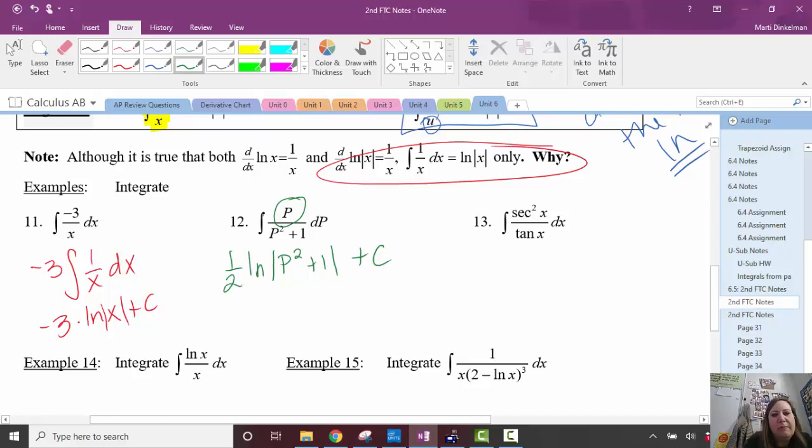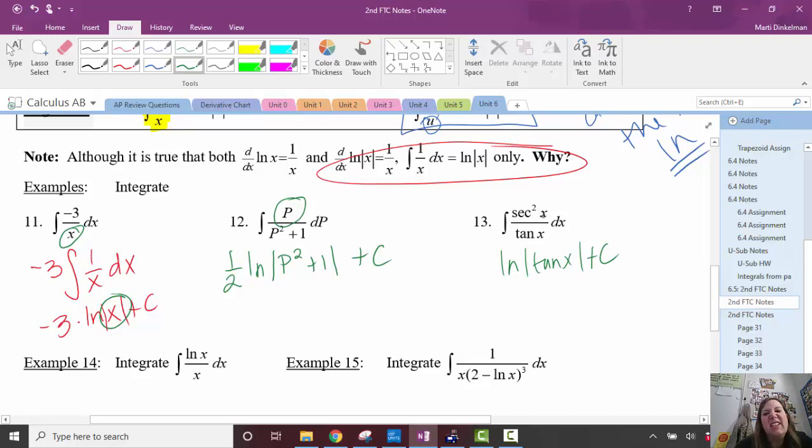Derivative of tangent is secant squared. So this is just natural log. It's always natural log of the bottom. Same as over here, it's natural log of x. Again, I like to think derivative of tangent is exactly secant squared, so I don't have a coefficient that I have to worry about there.